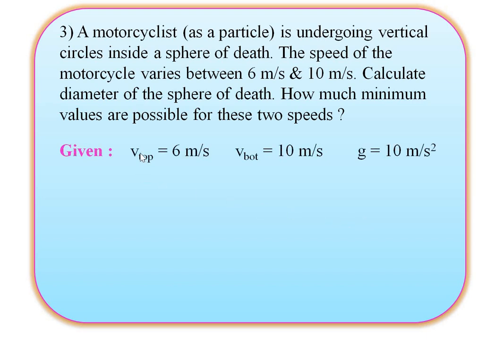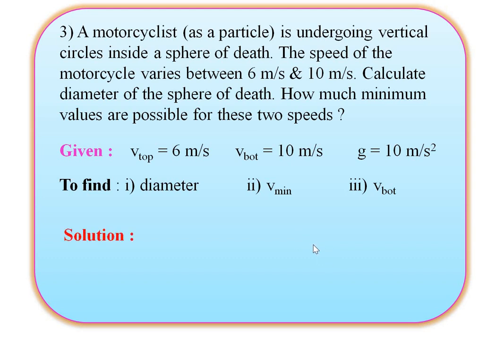Given that v top, that means for the uppermost position, speed v top is equal to 6 meter per second. V bottom, that means for the lowermost position, speed v bottom is equal to 10 meter per second. Acceleration due to gravity has the value 10 meter per second square. So here we have to find out first the diameter, second the minimum speed, and third the bottom speed. So let's see the solution of this problem.